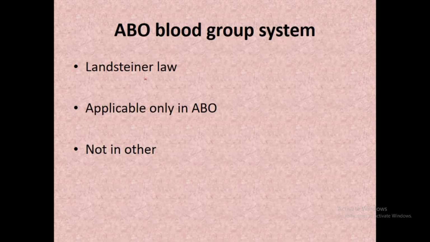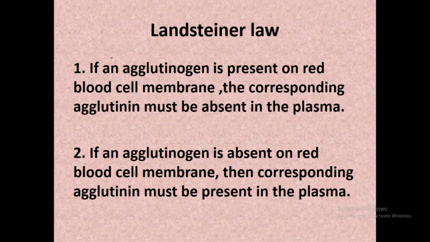The ABO blood group system follows Landsteiner's law. This Landsteiner's law is only applicable in the ABO blood group system. So here is Landsteiner's law. First law: if an agglutinogen is present on the red blood cell membrane, the corresponding agglutinin must be absent in the plasma. Law number 2: if an agglutinogen is absent on the red blood cell membrane, then the corresponding agglutinin must be present in the plasma.